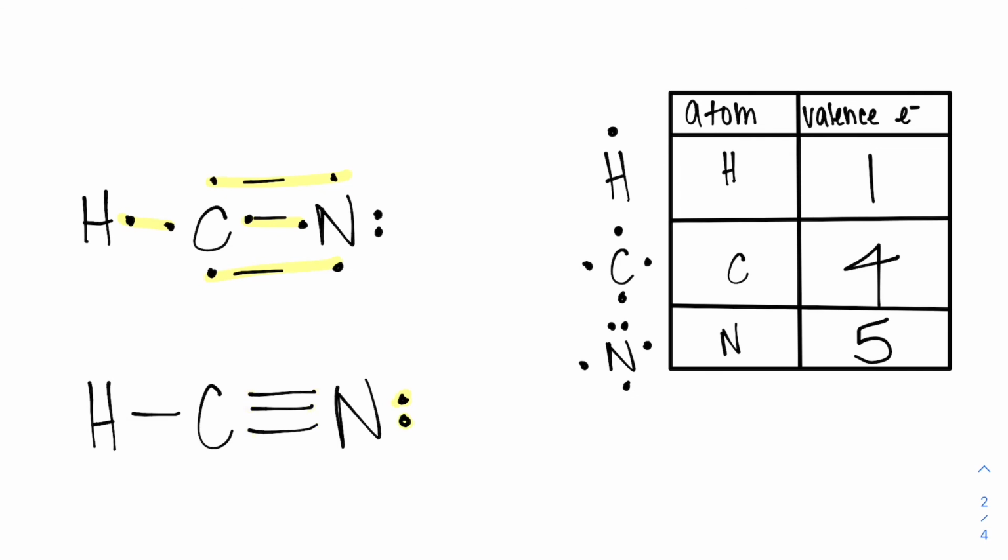So with these covalent compounds, we want to make sure that every atom satisfies its octet rule. Of course, there are some exceptions, like hydrogen over here, which only likes 2 electrons.